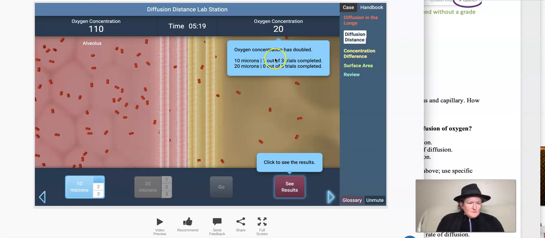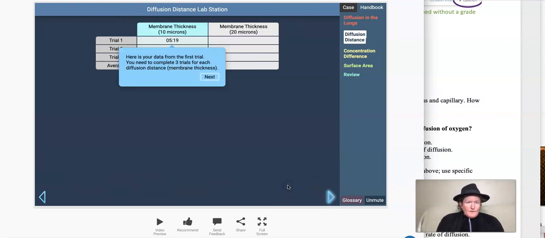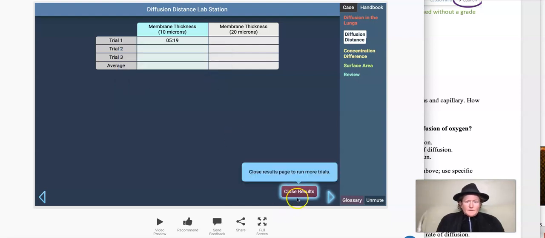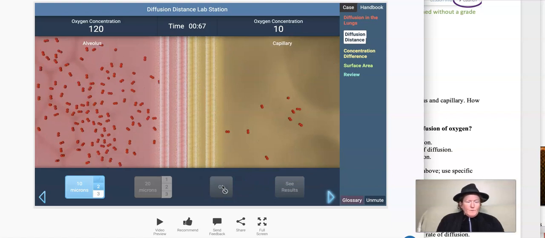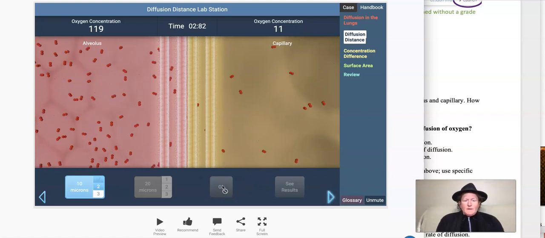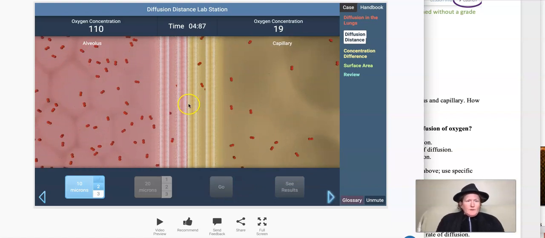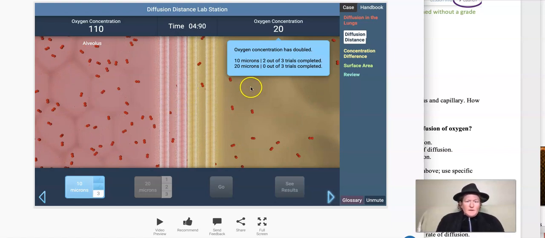So oxygen concentration doubled. The first time it took 5 minutes and 19 seconds for the concentration to double. Let's keep doing a couple more trials and see if that same thing happens. When we have a relatively small diffusion distance, we get a relatively quick time.